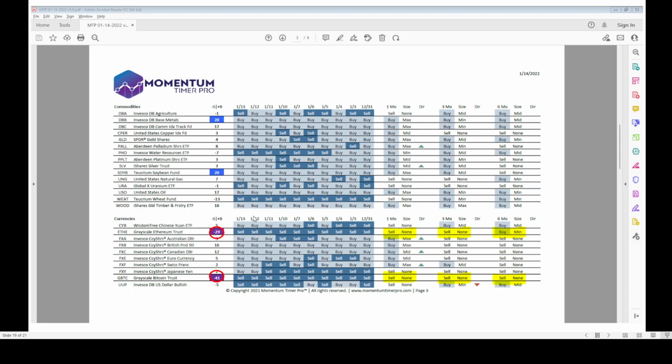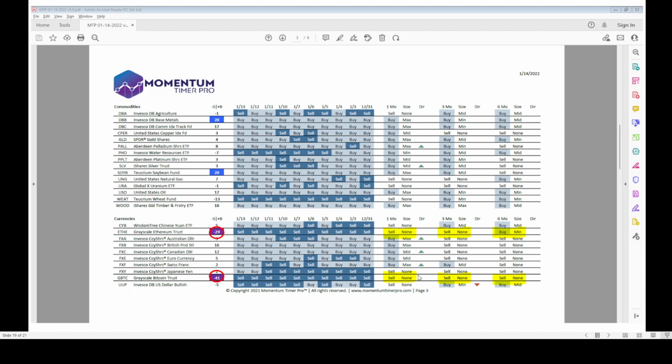Let's go to the next page where we saw 2 other big negative numbers, and that was on Ethereum and Bitcoin with a minus 29 and minus 41 respectively. Here you can see with Ethereum, there's no position on the 1 month or the 3 month, and there's a minimum position on the 6 month. So unless I already owned it, I would probably not add a position at this point, but wait until momentum shifts and then take on that minimum position, maybe after 7 or again 10 days of a cumulative count, and then I'd take a position there.